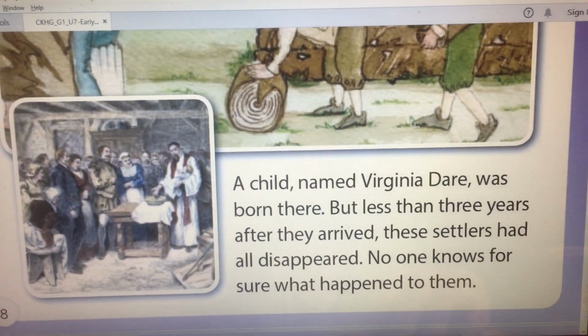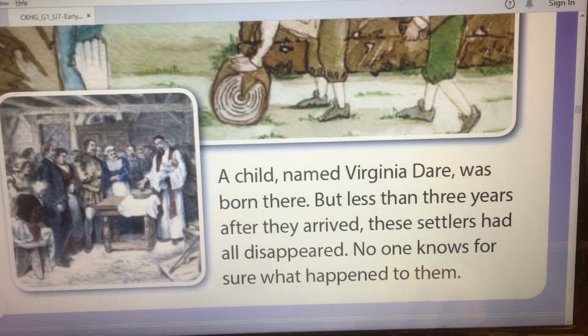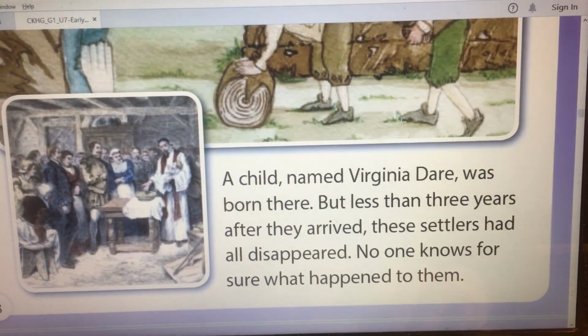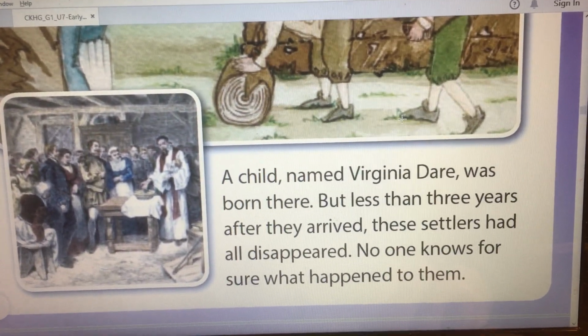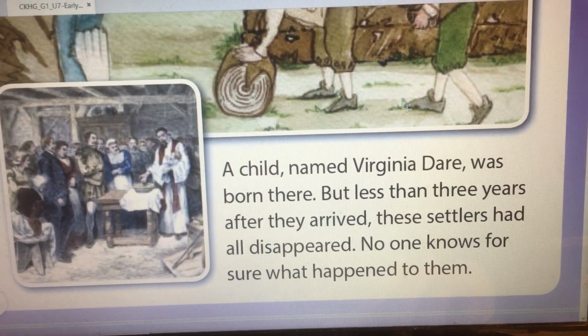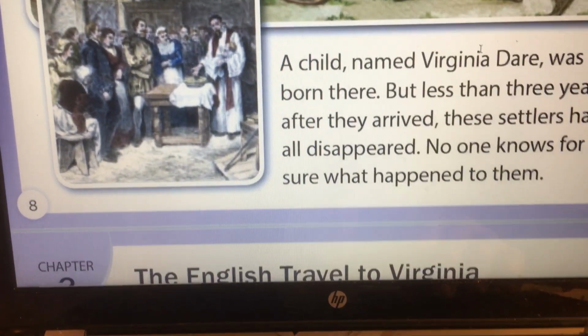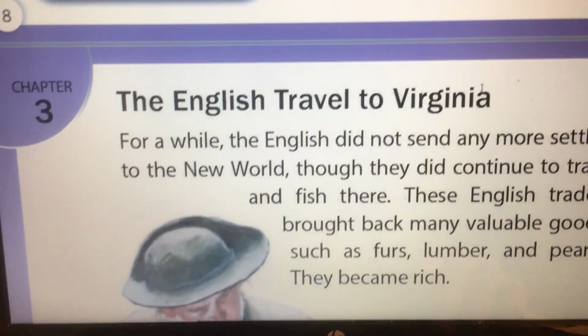A child named Virginia Dare was born there, but less than 3 years after they arrived, these settlers had all disappeared. No one knows for sure what happened to them. Look at this picture. It's a picture of that child, right? Virginia Dare being baptized by their priest at Roanoke Island. But after 3 years, they had all disappeared.